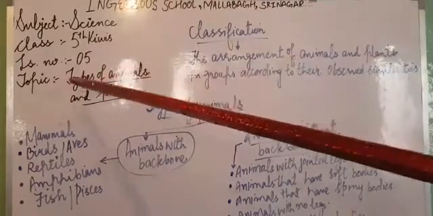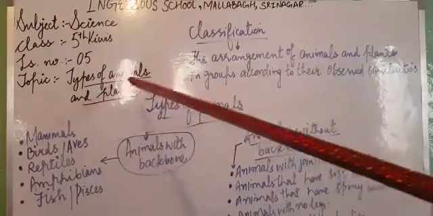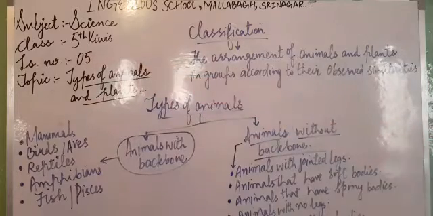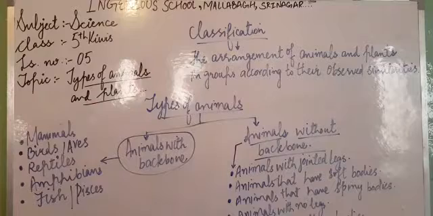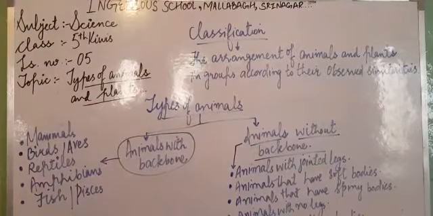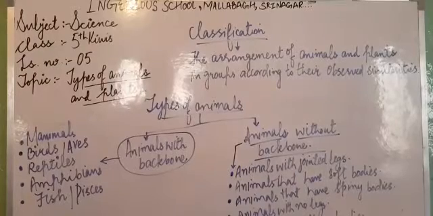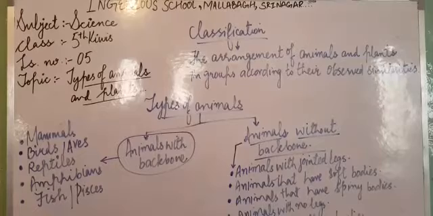Our today's topic is types of animals and plants. This is chapter number 5 of your book. In this chapter, we are going to learn about the types of animals with a backbone, types of animals without a backbone, types of non-flowering plants and types of flowering plants. Got it? These are the topics which we are going to learn in this chapter.